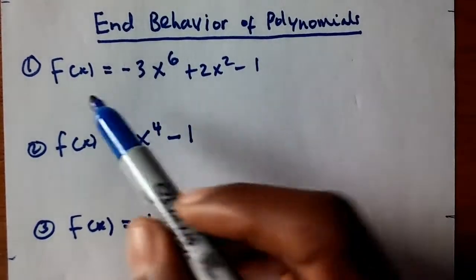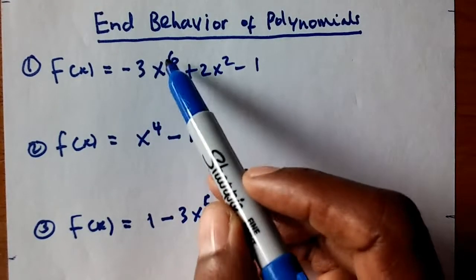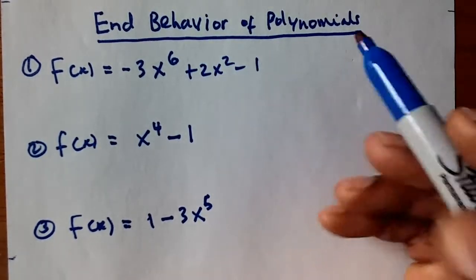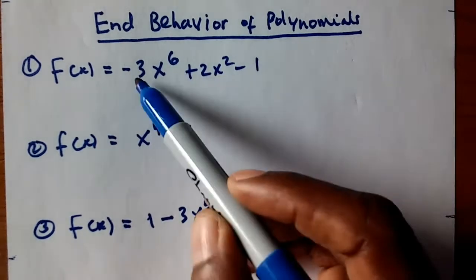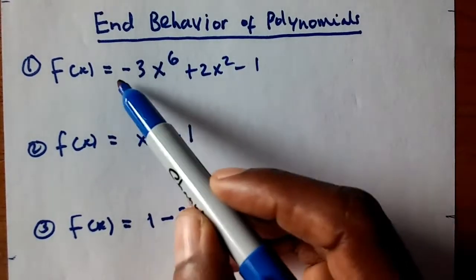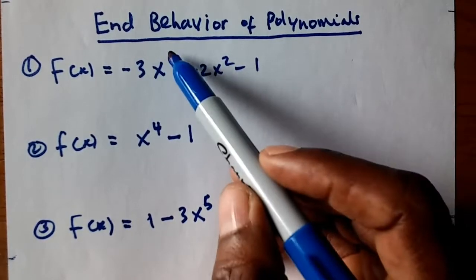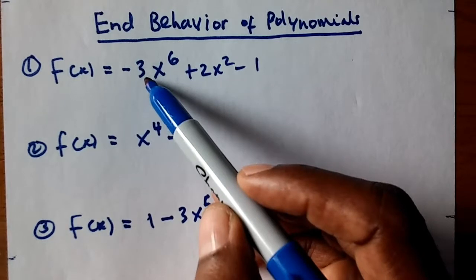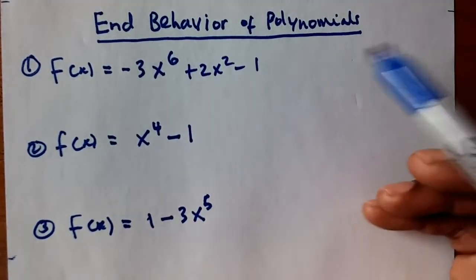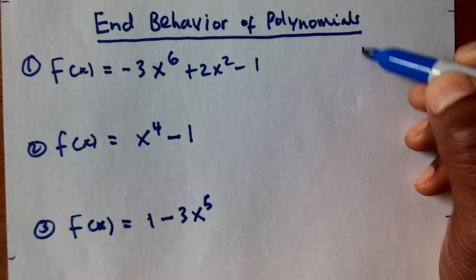So here's the first example. I have f of x equals negative 3x to the sixth plus 2x squared minus 1. When we look at this, it is already in the standard form, and we see that this is a sixth degree polynomial with negative leading coefficient. So we can use the representative polynomial function for even degree polynomials, which is going to be the quadratic.